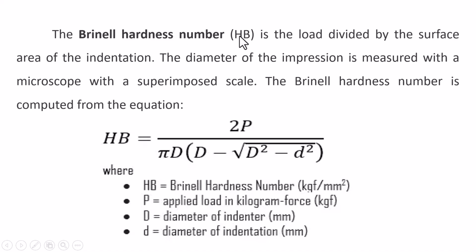Brinell hardness number, actually it is not a BHN value, we are just indicating it as a BHN value. It is simply mistaken. Right? It is the load divided by the surface area of the indentation. Load by surface area of indentation, that is actually the Brinell hardness number. The diameter of the impression is measured with a microscope with a superimposed scale. The Brinell hardness number is computed from the equation.